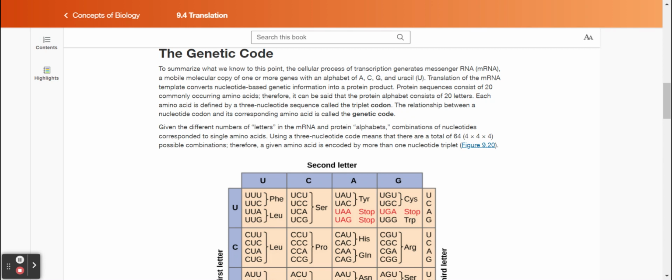The genetic code. To summarize what we know to this point, the cellular process of transcription generates messenger RNA, or mRNA, a mobile molecular copy of one or more genes with an alphabet of A, C, G, and uracil, U. Translation of the mRNA template converts nucleotide-based genetic information into a protein product. Protein sequences consist of 20 commonly occurring amino acids. Therefore, it can be said that the protein alphabet consists of 20 letters. Each amino acid is defined by a 3-nucleotide sequence called the triplet codon. The relationship between a nucleotide codon and its corresponding amino acid is called the genetic code.